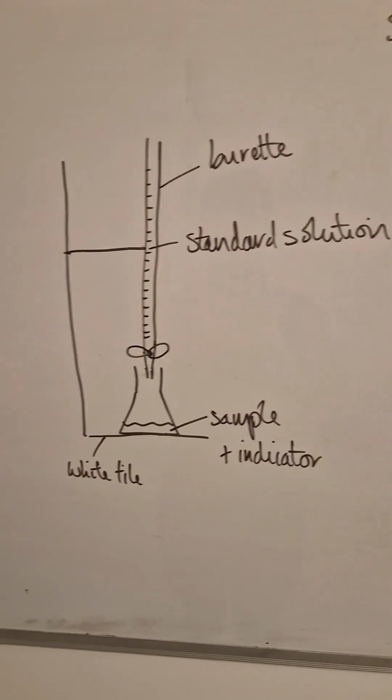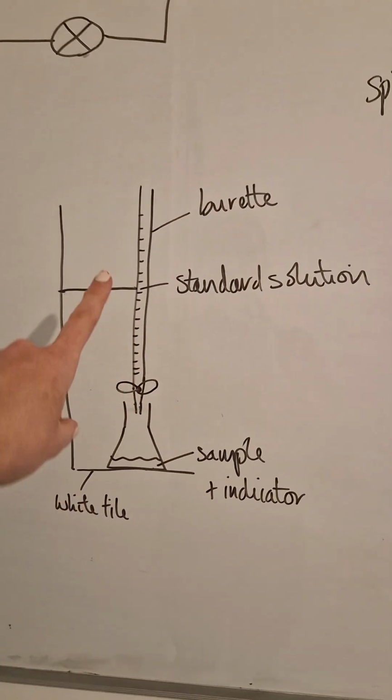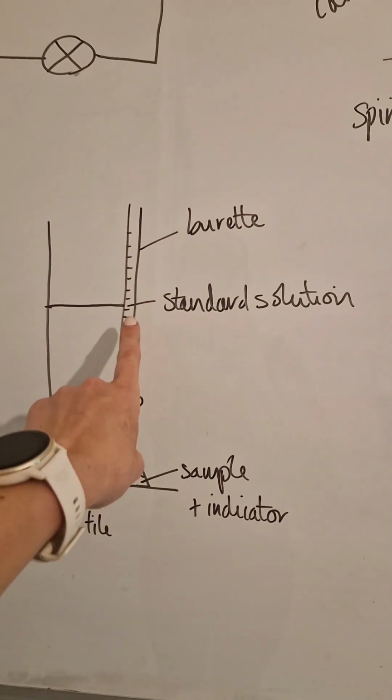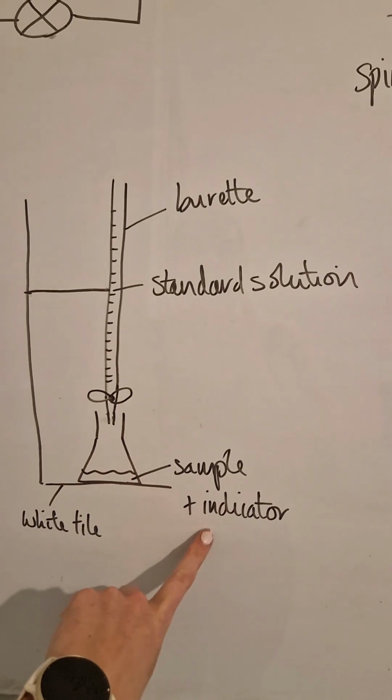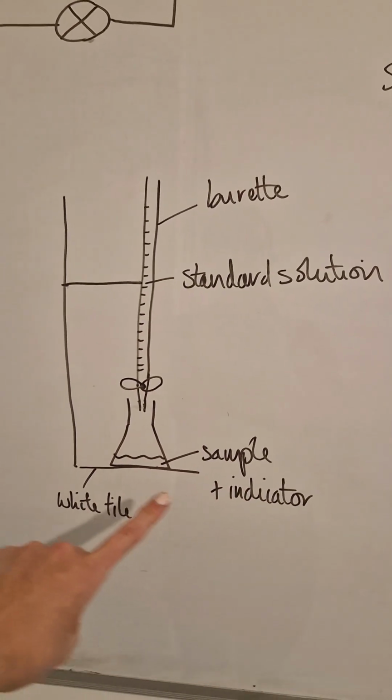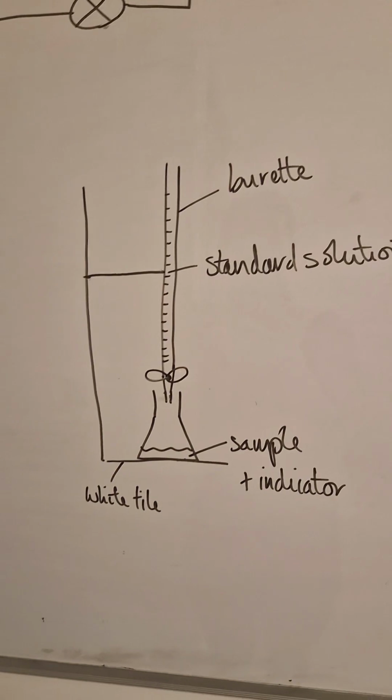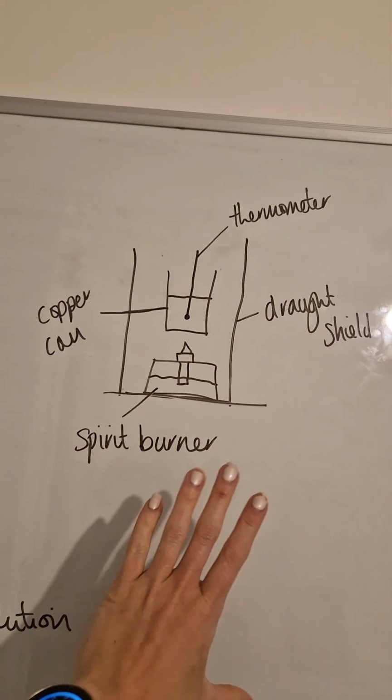Then we've got titrations. So this is the usual titration setup. You've got your burette with your standard solution in it, and then you've got a conical flask with your sample plus an indicator, and underneath you would normally put a white tile to help you see the colour change more clearly.